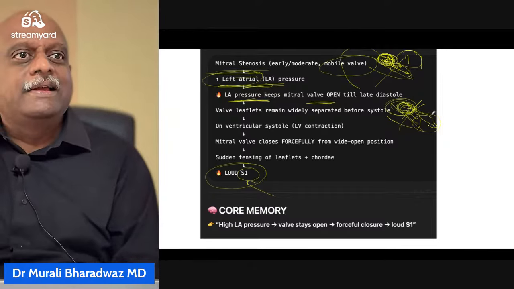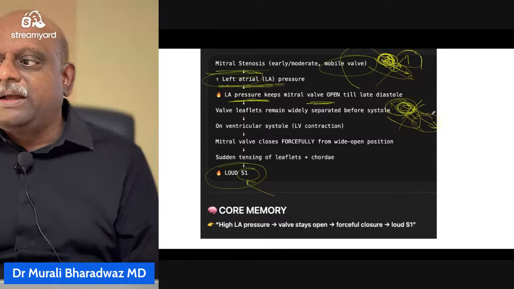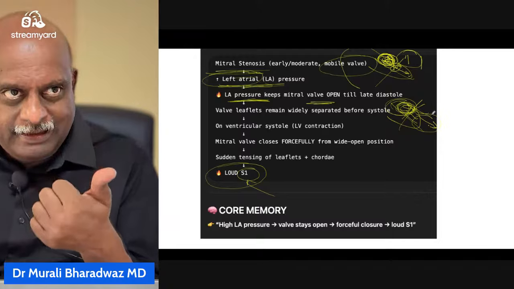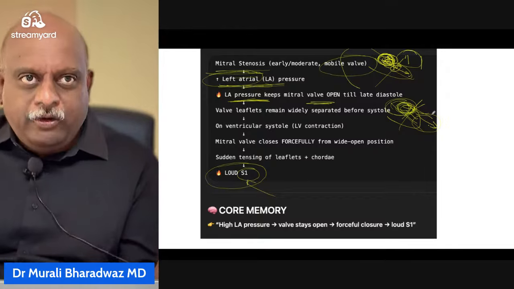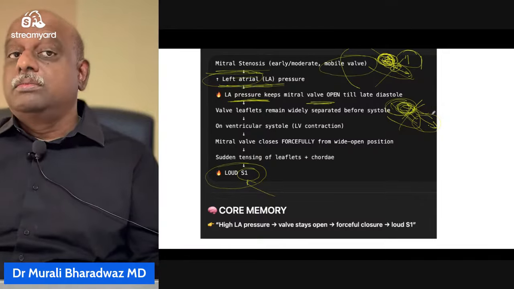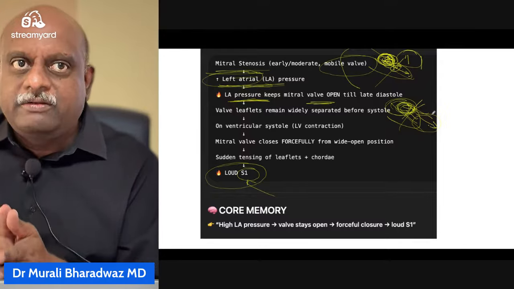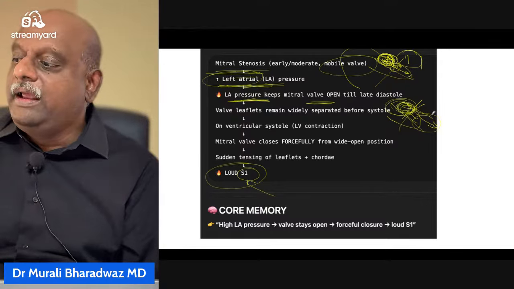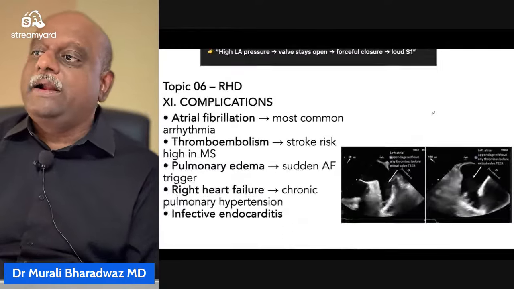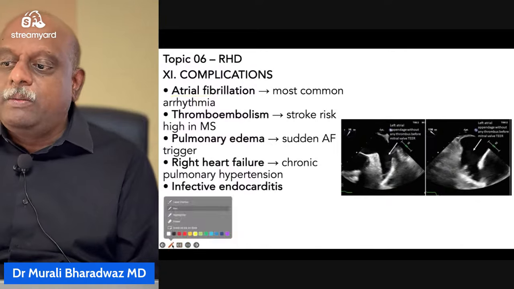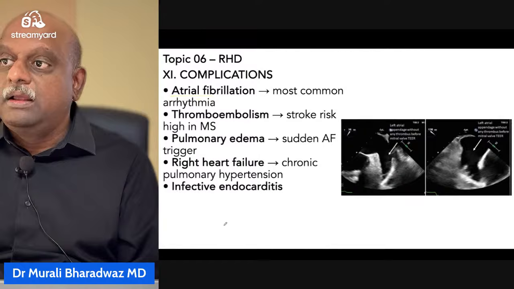That makes a loud S1. That's the underlying philosophy. High LAP, keeping the valves wide open, will make the valves shut down at the end of the diastole with a bigger sound, which is a loud S1. That is what we need to remember. Clear, doctor? Now, what are the complications of rheumatic heart disease?